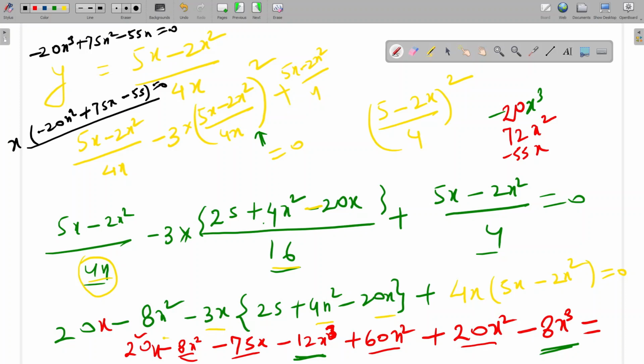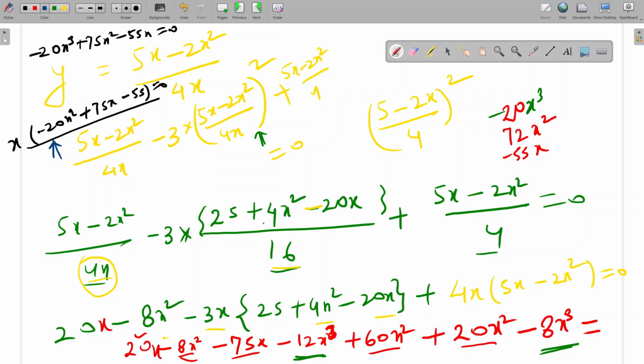Answer is matching with that one. If it is not matching, maybe we have done some plus minus mistake. Okay, it can be solved in this way. We'll get a quadratic equation. So I'm going to solve this quadratic equation.